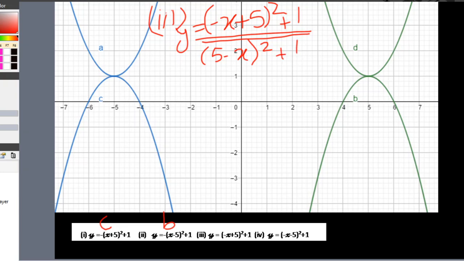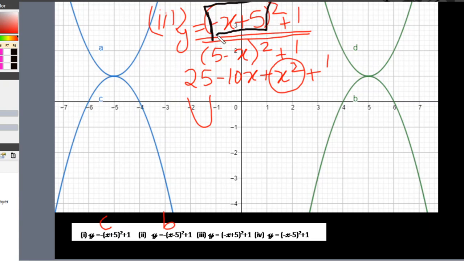Open this with a square minus 2ab plus b square. So we get a square minus 2ab plus b square plus 1. So notice the coefficient of x square is positive. So it will be a U-shaped graph.